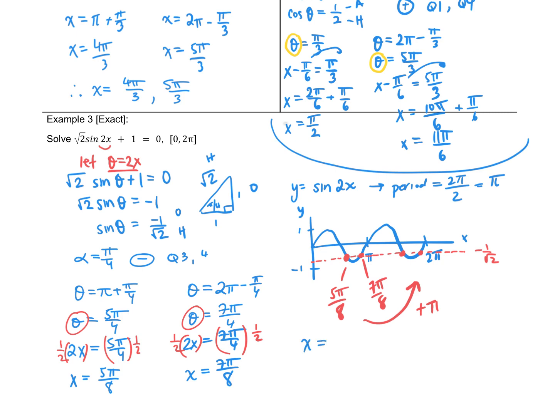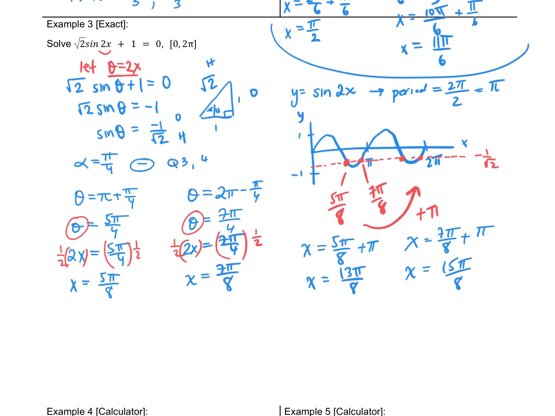So another option for x is going to be 5 pi over 8 plus pi. Thinking of the common denominator, pi is just 8 pi over 8. And when we add those up, that's 13 pi over 8. So there's my third option. And my fourth is 7 pi over 8 plus pi. Again, common denominator. That's going to be 15 pi over 8. So we have 4 different answers here, and our sketch helps us see that.